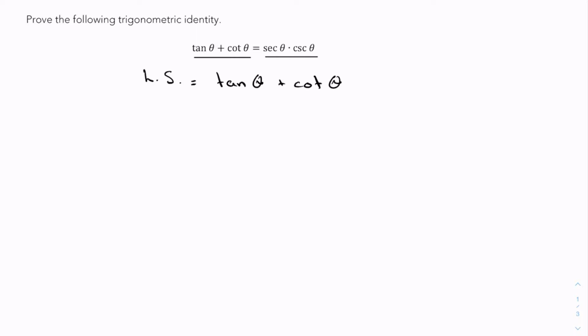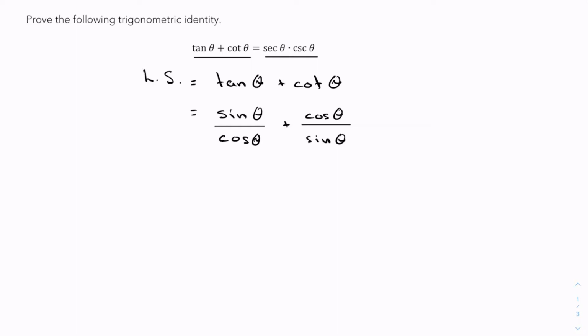I don't know. You know what? Let me maybe break this down into its ratios. I have sine theta here. I know that tan theta is equal to sine theta over cos theta, and cotangent is cos theta all over sine theta.